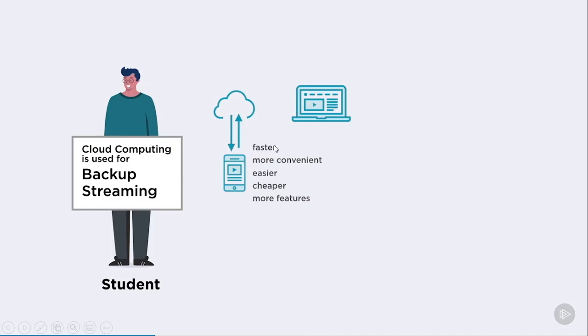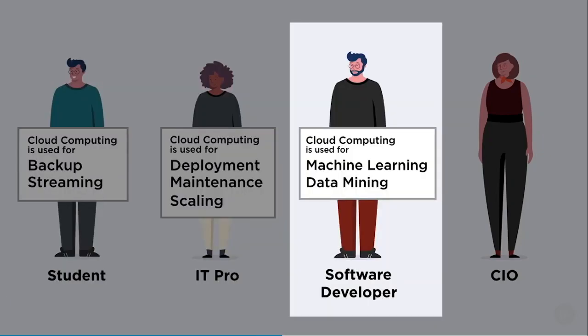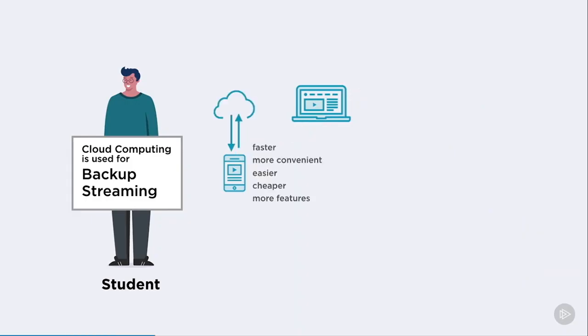It's faster if you have access to the internet. It's more convenient, it's easier, it's cheaper. You will hear these things. So these are the similar benefits I was talking about. If you go back here, each and every person here will have the similar benefits: faster, more convenient, easier, cheaper, more features. This is why we use cloud. Do you understand? If you have any doubts, you can ask me. So this is why we use cloud basically.